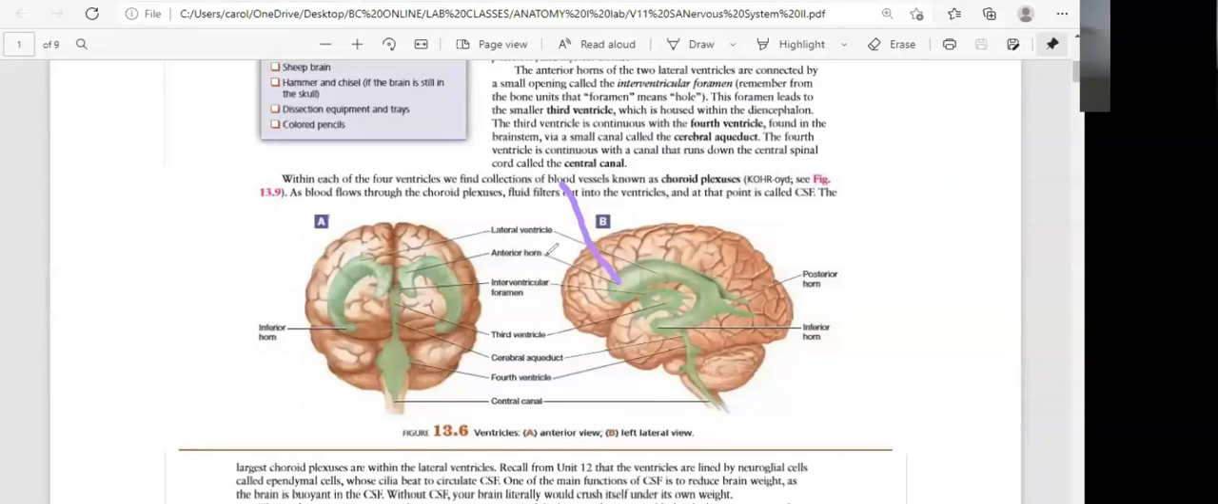These ventricles, we're going to have two of them on the side, so therefore this is lateral ventricle. We have two of them. So we have already two in there, then we have one more in here, which is going to be the third ventricle, and this is going to be the fourth ventricle.